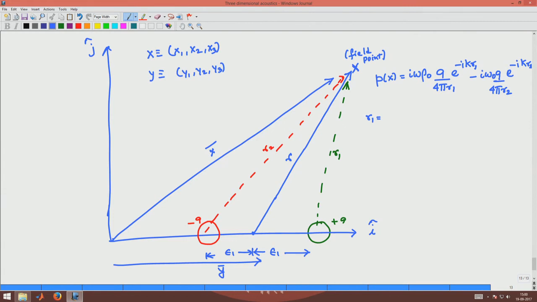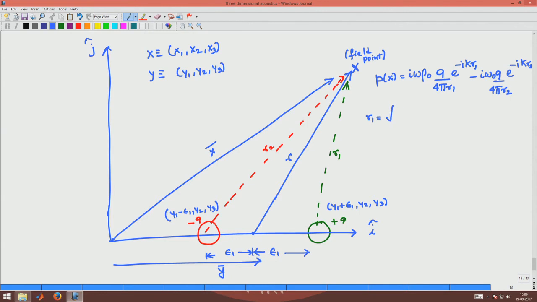So, therefore, the distance r 1 could be written as, so before doing r 1 we need to find the coordinates of this positive monopole. So, the coordinates of the positive monopole is y 1 plus epsilon 1, y 2 and y 3, and the coordinates of the negative monopole is y 1 minus epsilon 1, y 2 and y 3, right. So, therefore, r 1 is given by the following fashion.